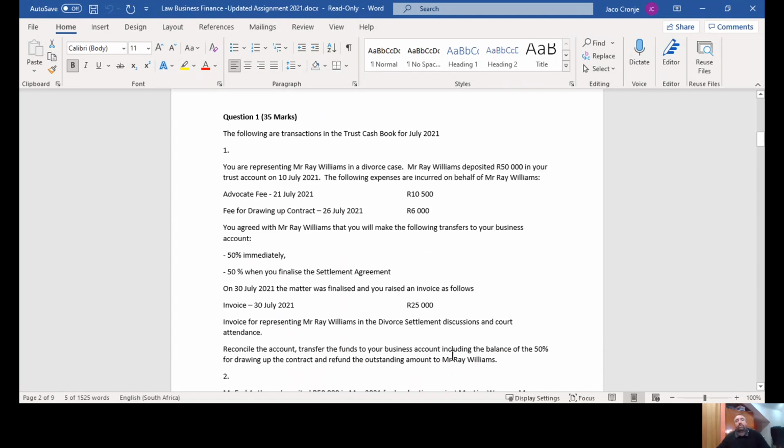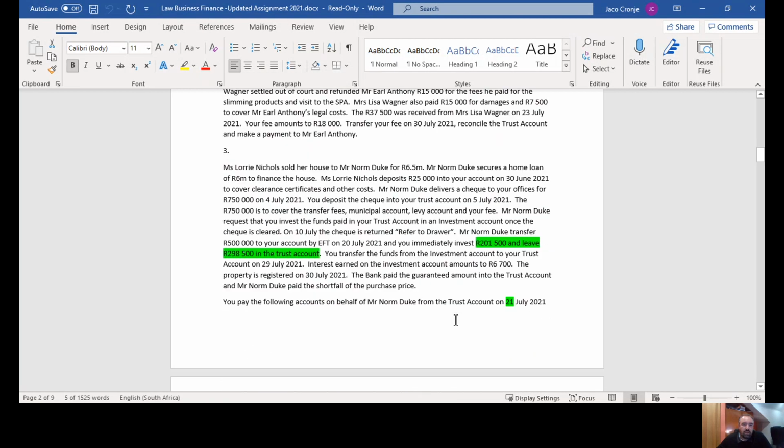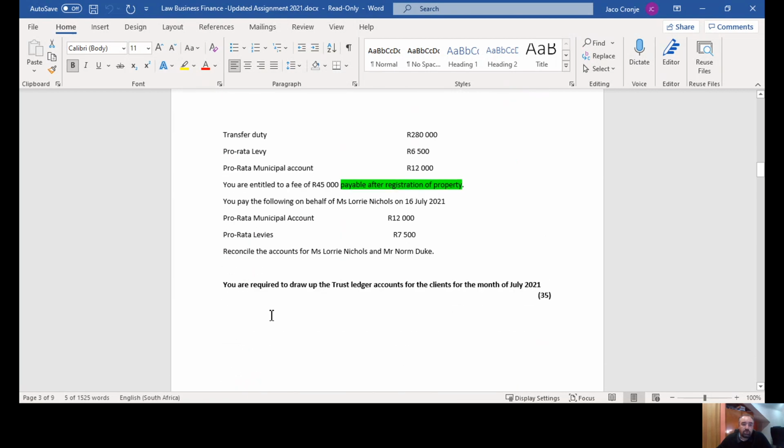Okay, now let's go through to question 1. In question 1, I'm going to start with the required. So it says you are required to draw up the trust ledger accounts for the clients. So that means you only have to do the client accounts. So again, I'm going to spell it out for you.